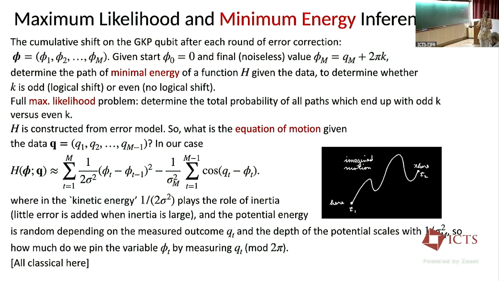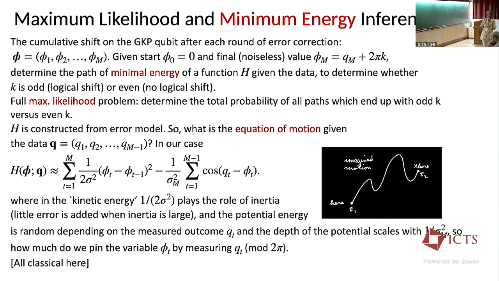And this Hamiltonian also has an intuitive picture in the sense that it has two terms. One is what you could see as a kinetic term. Maybe you just recall, sigma is the standard deviation of the Gaussian noise model. So if sigma is very large, there is a lot of noise, and so this term is very small.